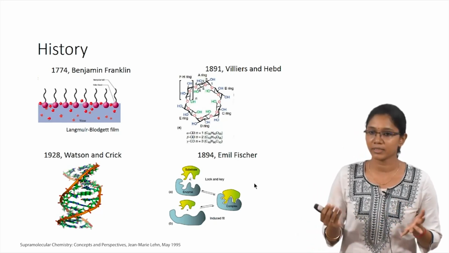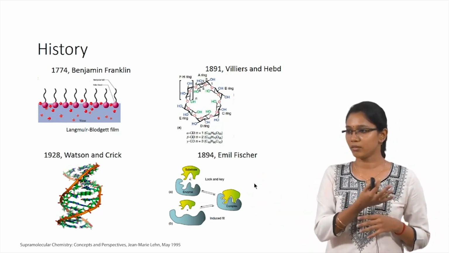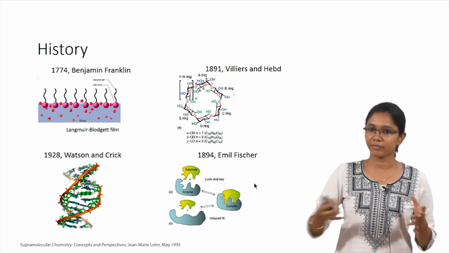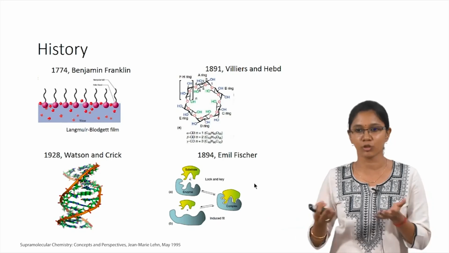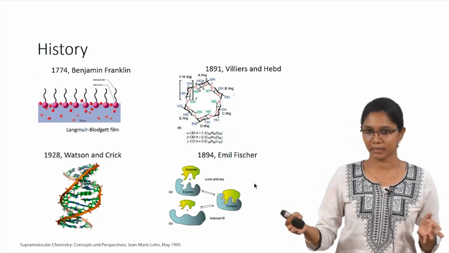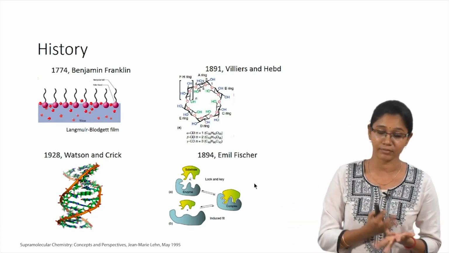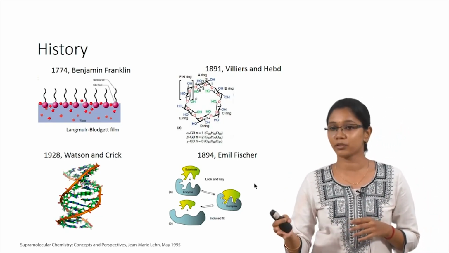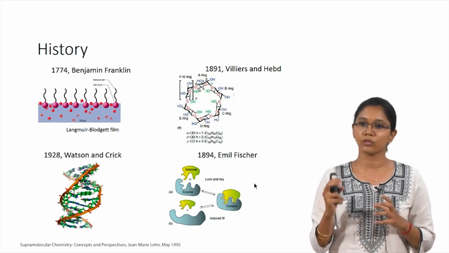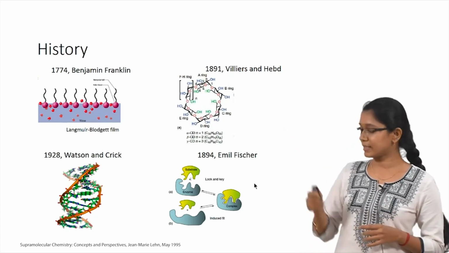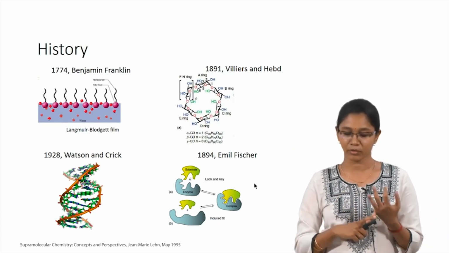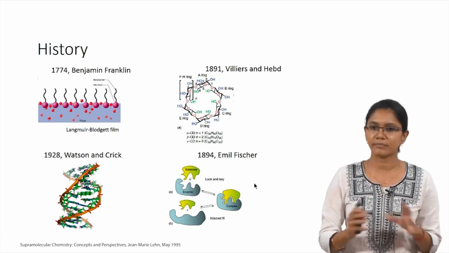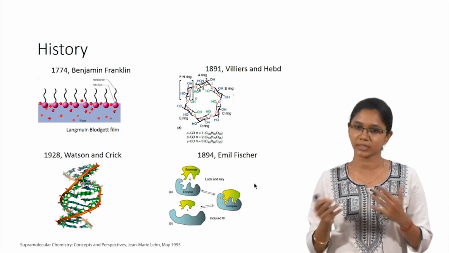We all know what an LB film is, the monolayer adsorption film that we have all studied. This is how an amphiphile or an oil spreads on water. This was a monolayer assembly initially, in 1774 by Benjamin Franklin. Then there was another breakthrough in 1891, which is the cyclodextrin molecules. The image that you see there, the 1891 image, was found by Villiers and Hebd. These cyclodextrins are the most conventionally used systems for host-guest chemistries.